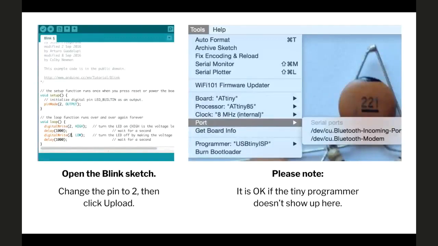It's also important to note that it's okay if you don't see the port actually showing up. That's fine if you're working with a tiny programmer. And then you're just going to click upload, and you can upload it with the blink sketch. Make sure you change it to pin 2 because it doesn't have pin 13, and then click upload. It's also important, as you're going back and forth between uploading to the ATtiny and working with an Arduino, to always make sure you go back and change the board and the port in the tool settings. You won't necessarily need to change the processor for the Arduino.